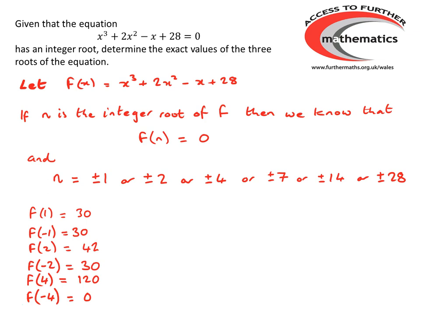Okay, now we can check that that calculation is right. Minus 4 cubed is minus 64. 2 lots of minus 4 squared is 32. And I've got minus minus 4, so that's a plus 4, and I've got the 28. So f of minus 4 is going to be minus 64 plus 32 plus 4 plus 28. And that is indeed 0. So I know that my integer root of the equation is minus 4.